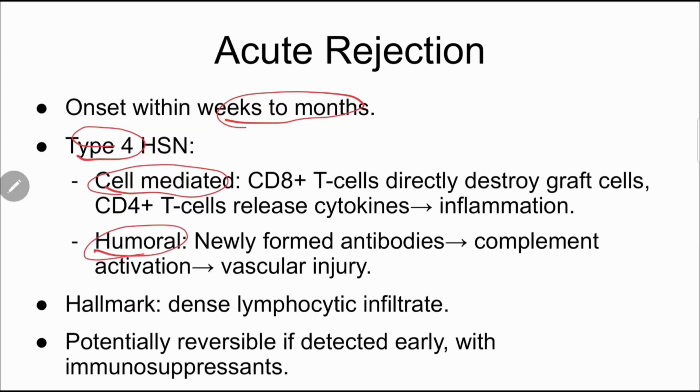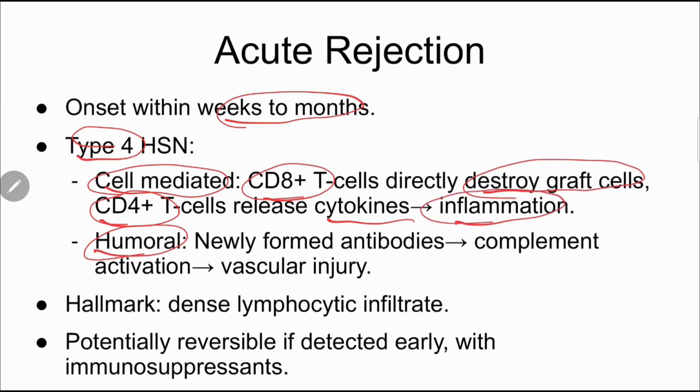Now, in cell mediated, what happens is that the CD8 positive T cells start directly destroying the graft cells, right? So you do remember the process, right? Where MHC1 presents the antigen to CD8 positive T cells. So the CD8 positive T cells then start attacking the graft cells. And as far as CD4 positive T cells are concerned, they start releasing cytokines, right? They start releasing interleukin 1, TNF alpha, and basically all of that causes inflammation and essentially damage to that organ.